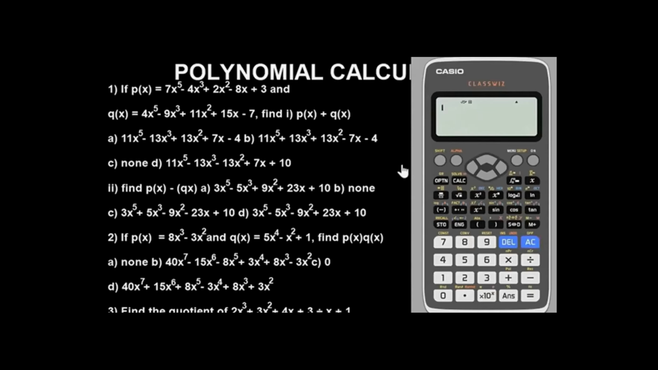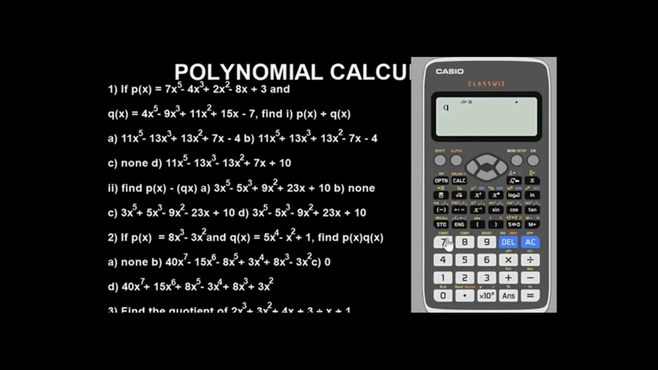So question 1 says, if P of X equals this and Q of X equals this, find P of X plus Q of X. So we have to add these polynomials. To add the polynomials, guys, put each in brackets, very important. Don't just start inputting the values. Make sure this is in brackets, very important, so that you will not have the wrong value as an answer.